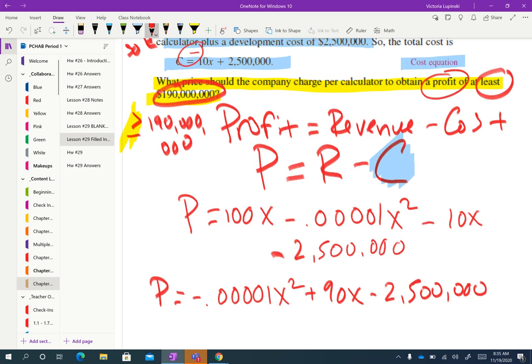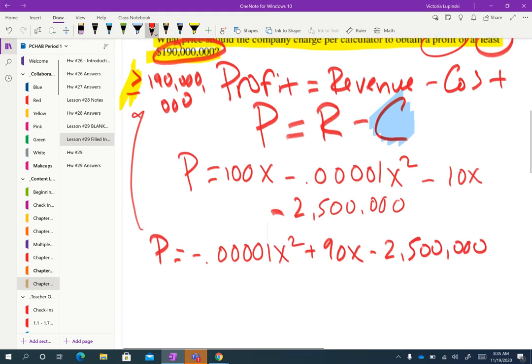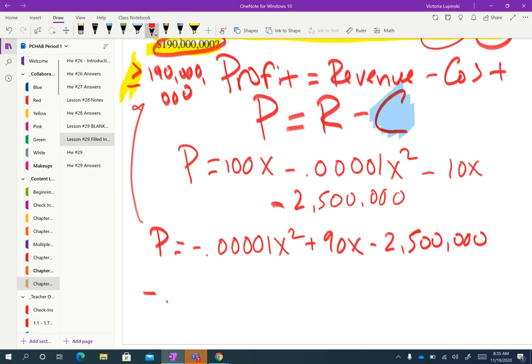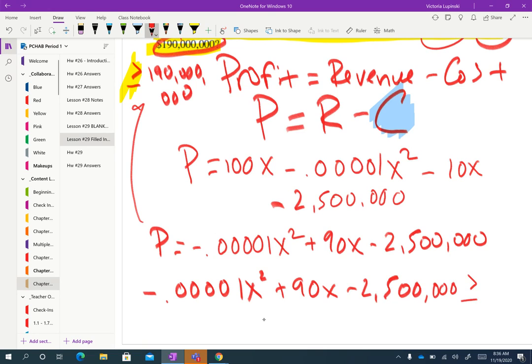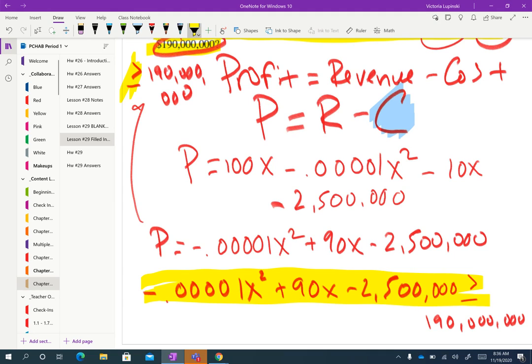So I have my profit equation, but now I need to combine that with the fact that I am trying to find the price at which I can obtain a profit that's at least $190 million. So essentially, I'm going to take this profit equation, negative 0.00001x squared plus 90x minus 2.5 million, and I want that to be greater than or equal to 190 million. So this is essentially the crux of this problem. This is the inequality that I am trying to solve.